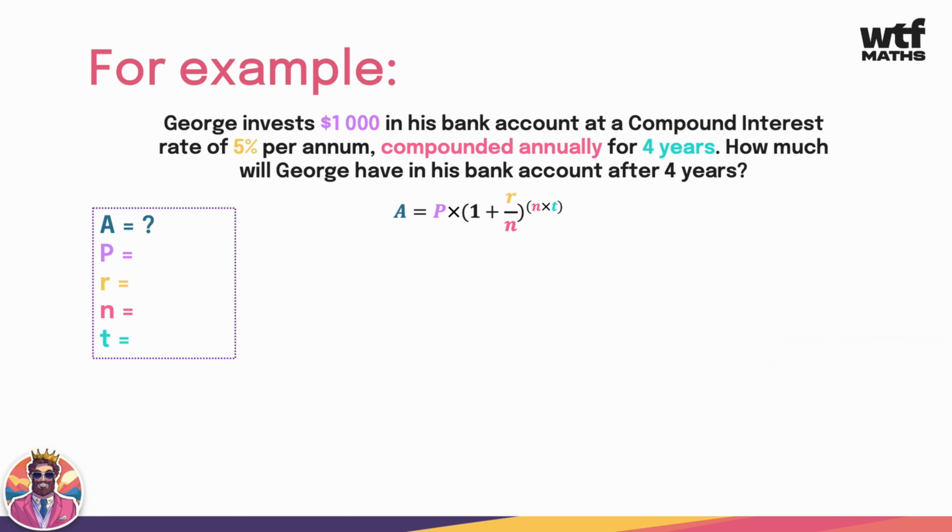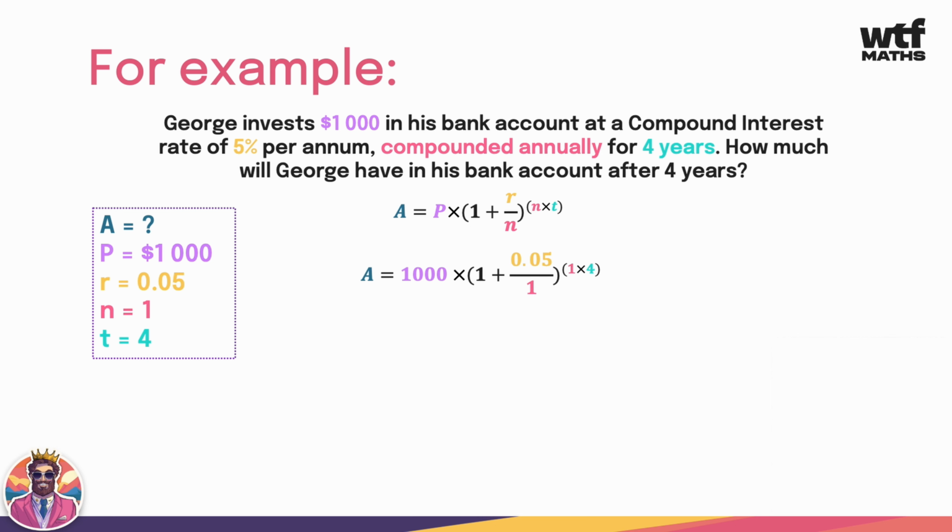First of all, we don't know the total amount at the end. That's our missing variable. But we know the principal is 1,000. We know the rate's going to be 0.05. Compounded annually means once per year, like I said before, so we're just going to use N equals 1. And finally, T was 4 years. So if we substitute these numbers into our formula, it looks like this.